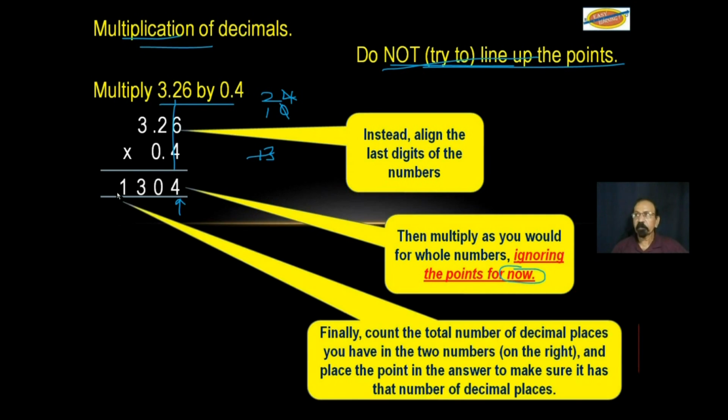Now for the points. We count the total number of points in the numbers we are multiplying, and we have 2 points here, like 0.26, so we have 2 digits on the right of the point, and 0.4 we have 1. So the total number of digits on the right of the numbers that we are multiplying adds up to 3. So you come in your answer and, beginning from this end, count 3 digits and put the point there. So you count 4, 0, 3, and you put the point here. So the answer is 1.304.